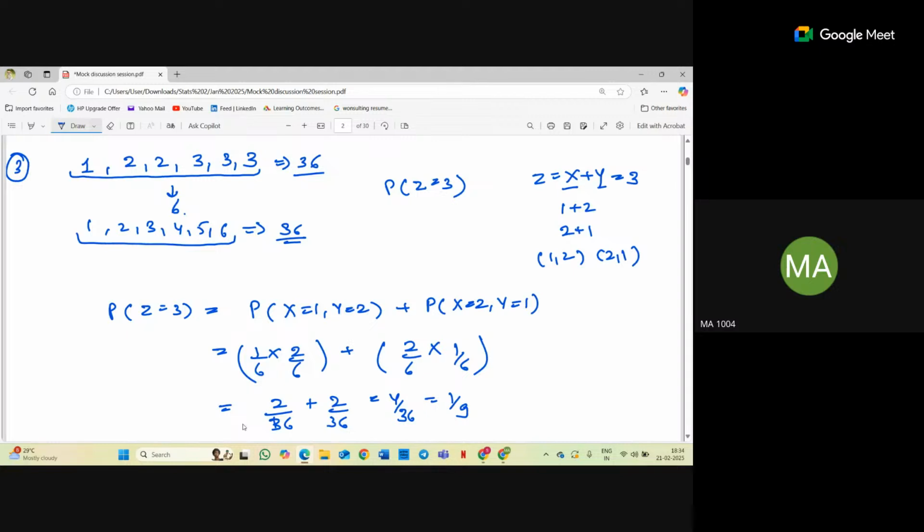See, there may be many approaches to solve a question. The thing is that the answer should be the same. You can have many approaches to solve it. That approach is also fine. This approach is also fine.